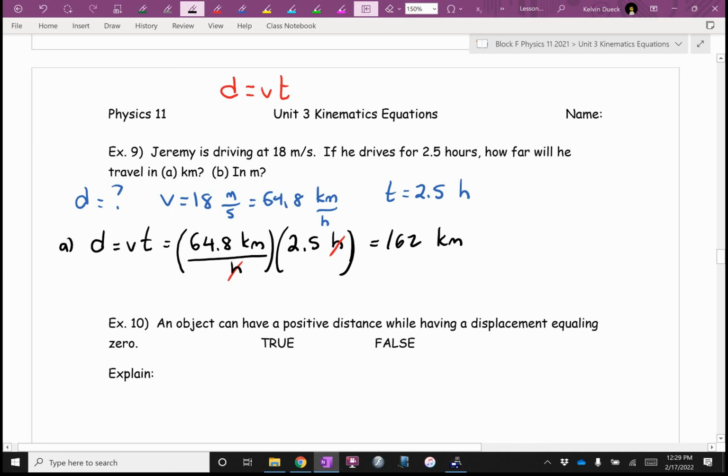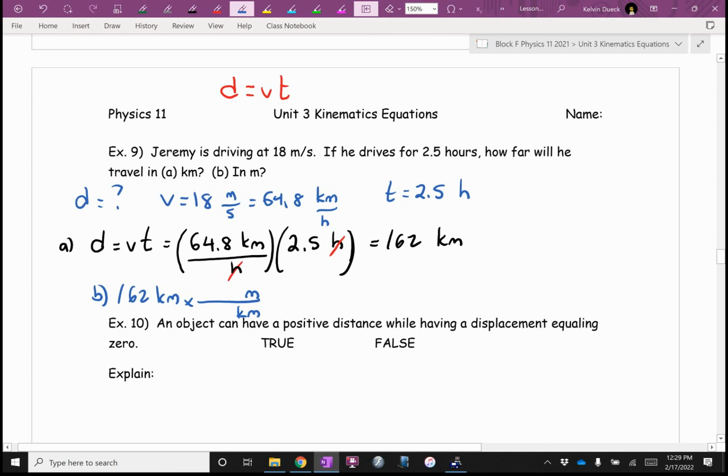To do B, I could do Mika's method. I could convert this to seconds, use this, and this would give me an answer in seconds doing exactly the same thing. I think it's going to be quicker, though, to convert 162 kilometers to meters. And I'm naturally lazy, so I'll do the quicker method. For part B, I would write down what they gave me, 162 kilometers. I want kilometers to cancel.